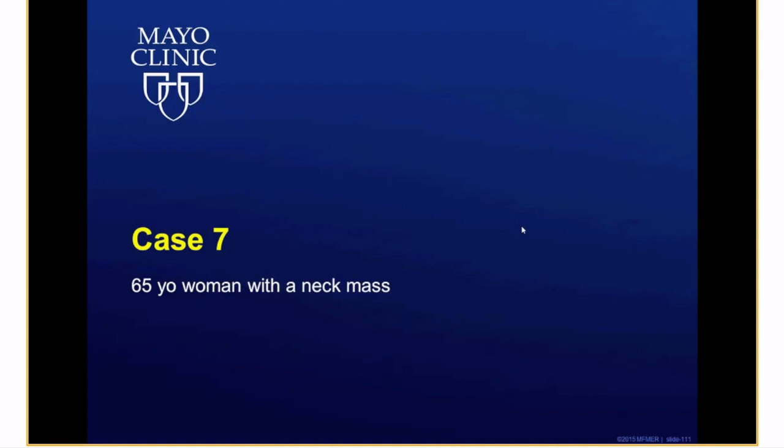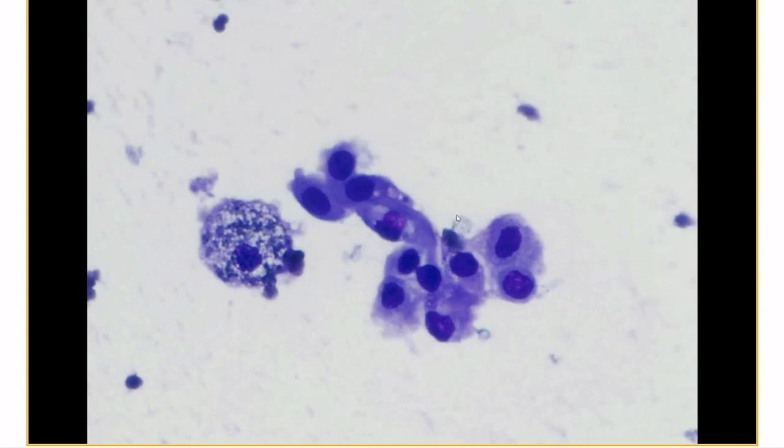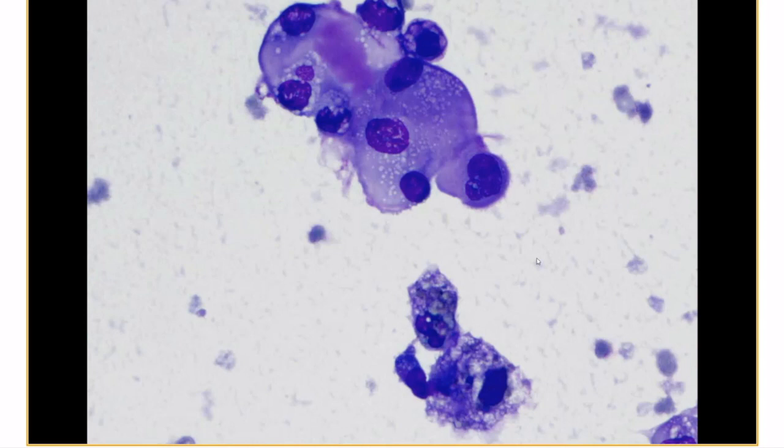Moving on to our case number 7. This is a 65-year-old woman with a neck mass. Again, we had another sample that was very paucicellular. We had rare groups of cells with abundant oncocytic looking cytoplasm and some cytologic atypia. On the Diff-Quik stain, you see some histiocytes, and you have again these bland looking cells with abundant oncocytic cytoplasm. And in some of the groups, you could see this dense pink matrix.